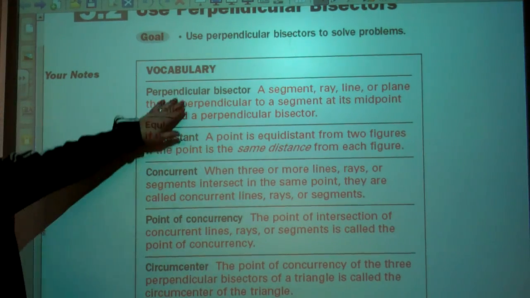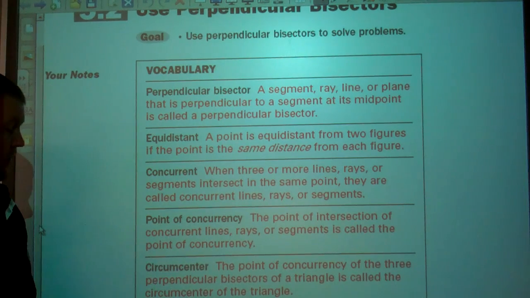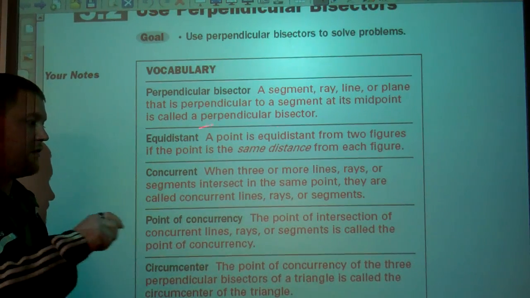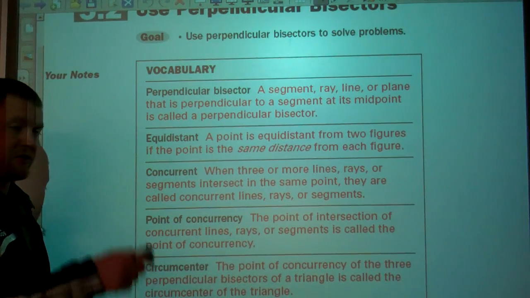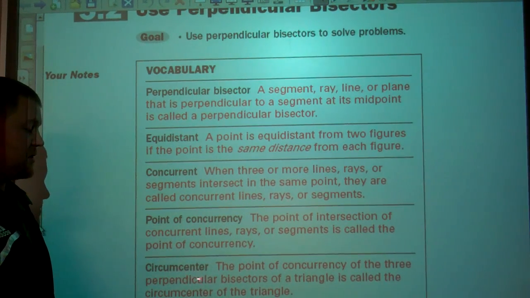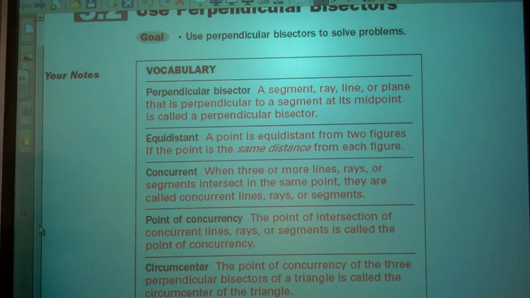The point of concurrency for the perpendicular bisectors is the circumcenter. Circumcenter has to do with circumference, going around a figure, and center, the center of a circle. Circumference is the distance around a circle, and center is the center of the circle. That's the point of concurrency of the three perpendicular bisectors of the triangle.